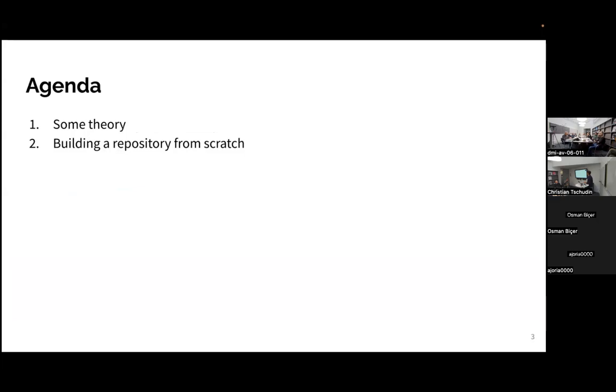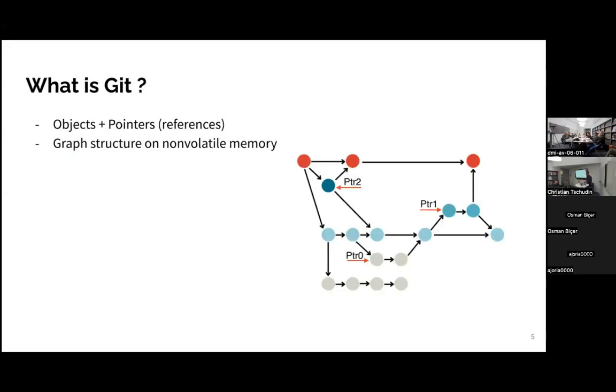I'm going to separate the entire talk into two parts. In the first part, I'm going to talk very quickly about the general structure. And in the second part, I'm going to build a repository from scratch and see how we can use Git plumbing instructions, or low-level instructions, to build a repository from an empty folder. So let's dive into the first part.